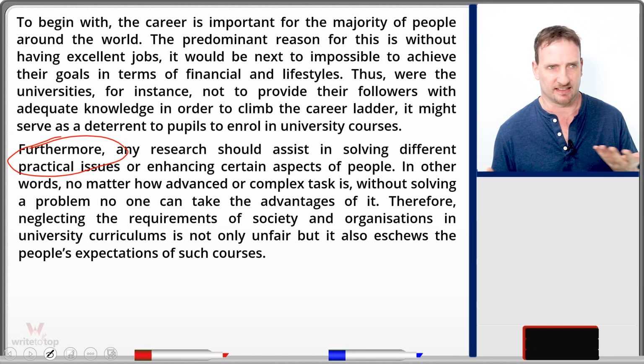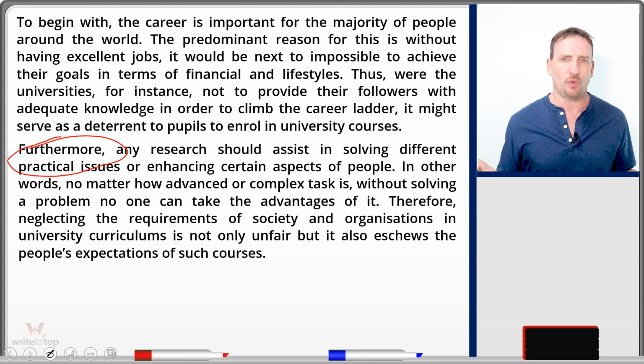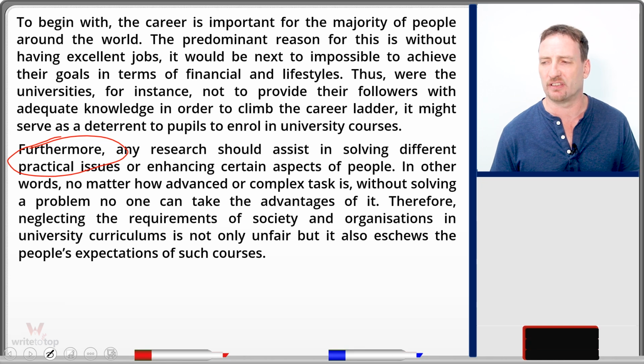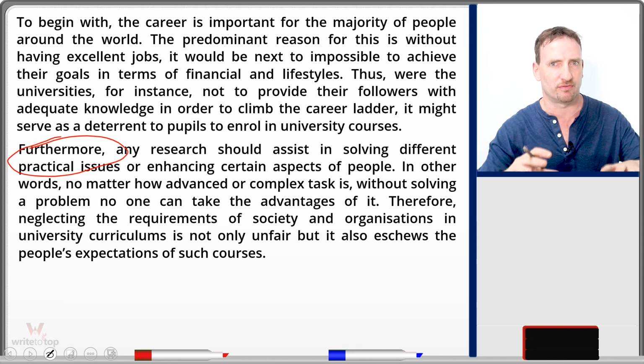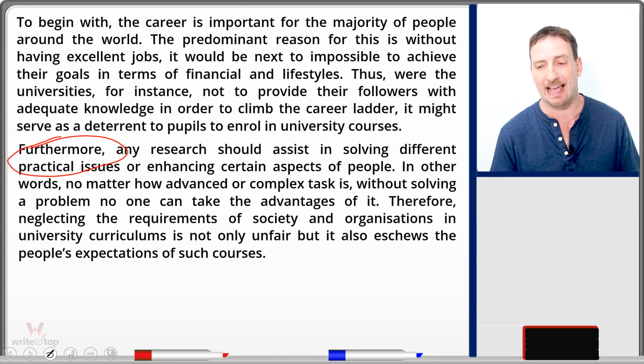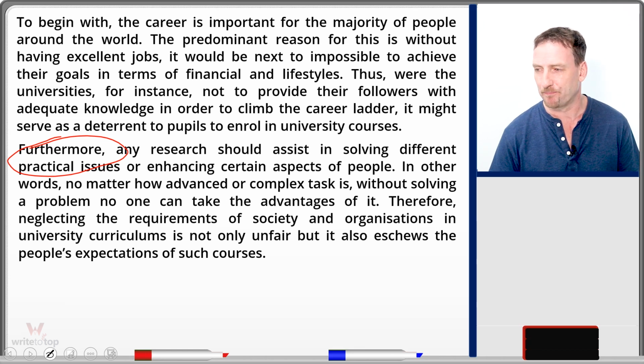Research, again, does that mean university courses? Are you going to university? "Should assist in solving different practical issues." What issues and solving them how? "Or enhancing certain aspects of people." Enhancing how? Which aspects? So there's no clarity. There's just a lot of nice words being forced into the writing to impress the examiners. And again, they will not be impressed. So be careful about that.